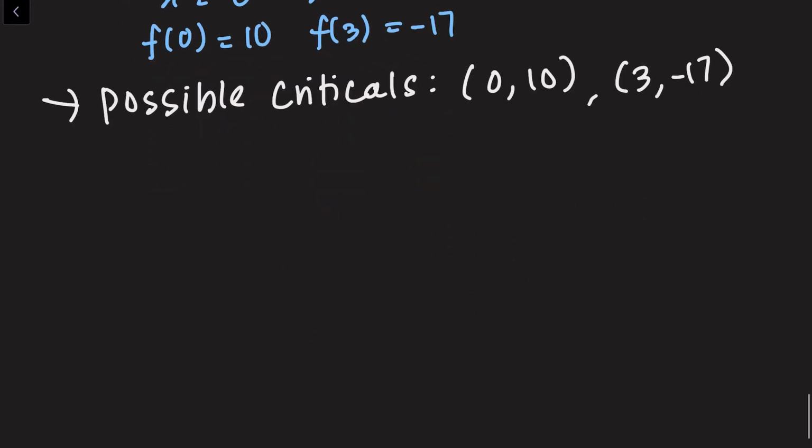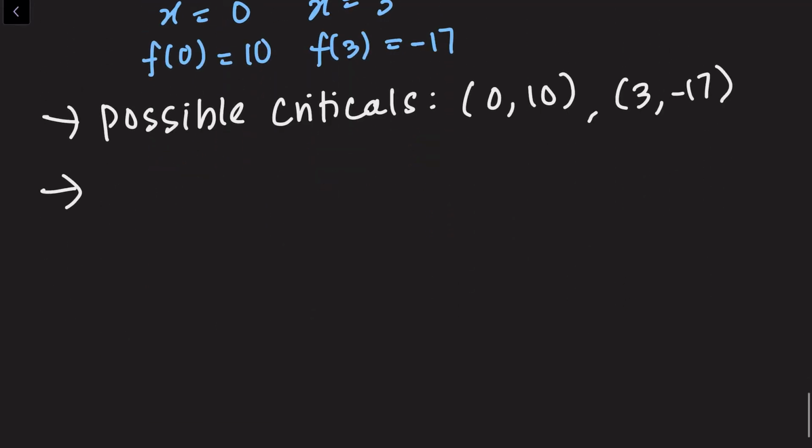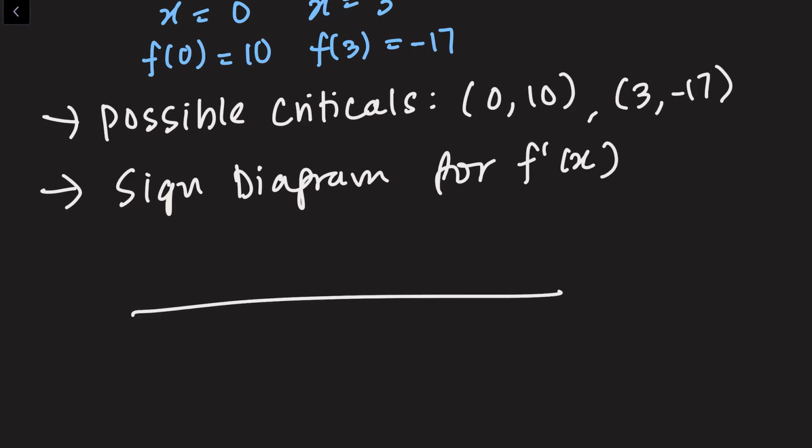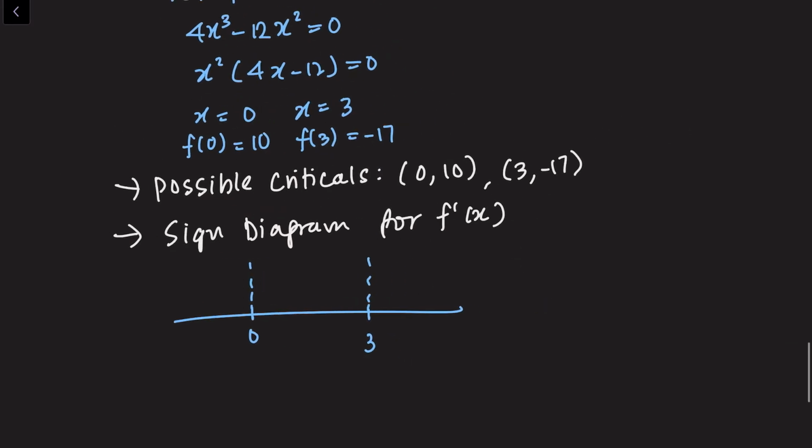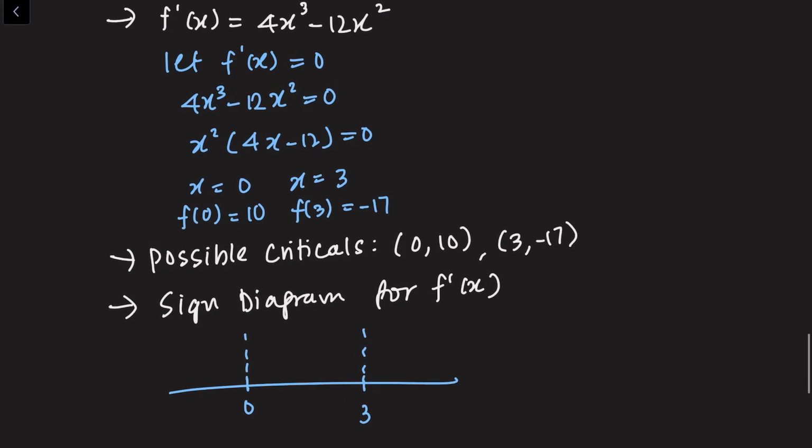Then the next thing that you need to do is the sign diagram for f prime x. Since now you have two possible critical points, at 0 and at 3, you simply sub in any values. F prime x is this one. You substitute in negative 1: 4 times negative 1 cubed minus 12 times negative 1 squared, you get negative 16. It's decreasing on this interval.